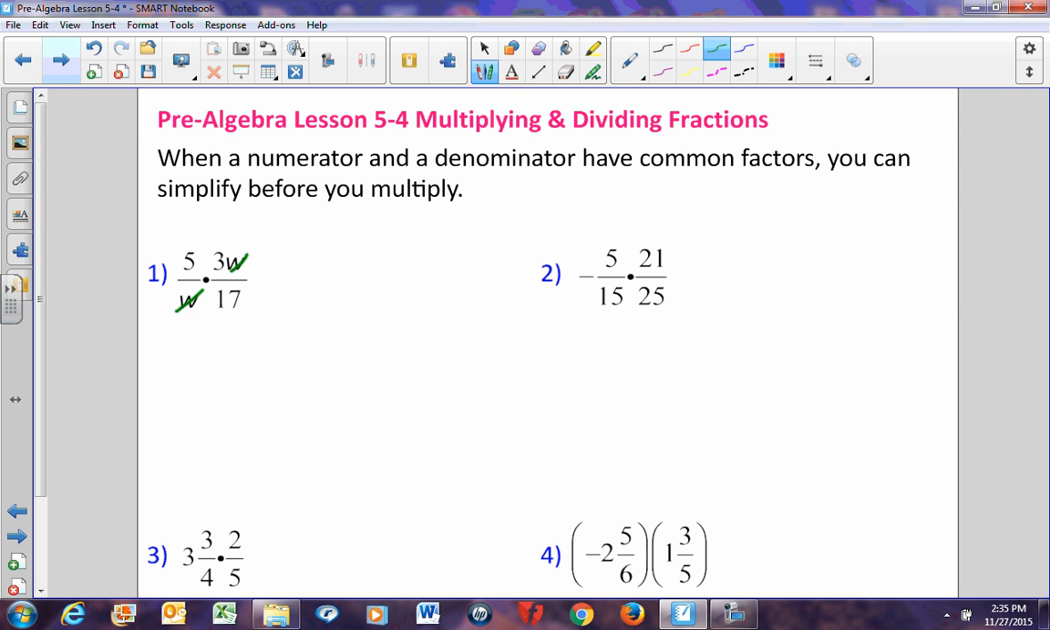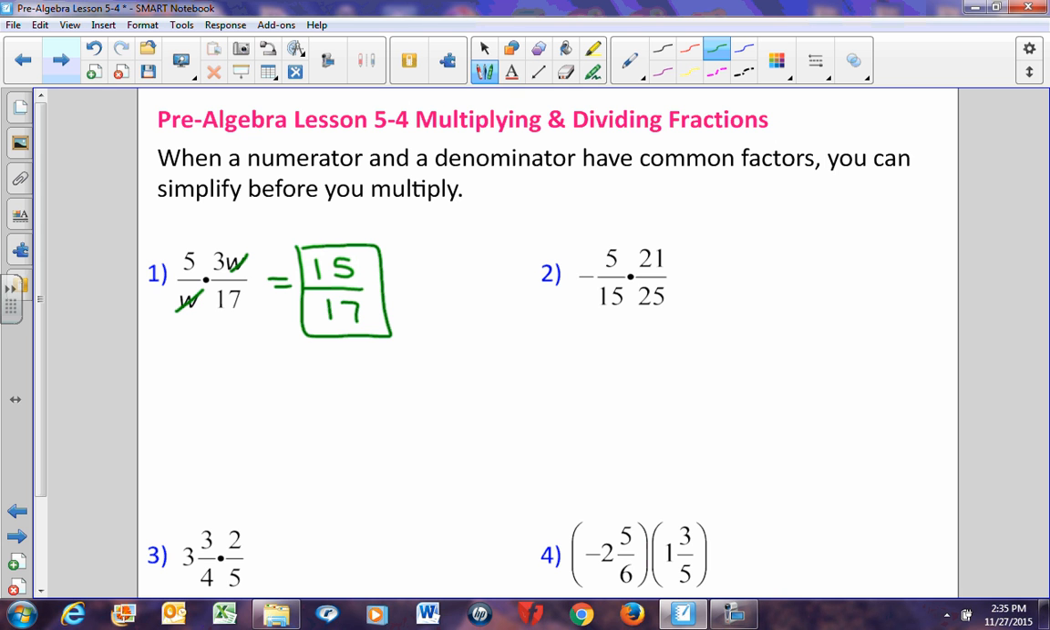Remember when we simplified fractions earlier in chapter 4, when we simplified like 17a to the 5th b over 3a to the 3rd b squared? We did the same thing. It was a division problem or a multiplication problem. So the w's can cancel, and then I'm left with 5 times 3 on top, which is 15, and 17 times 1 on the bottom, which is 17. You can do it with numbers. You can do it with variables.